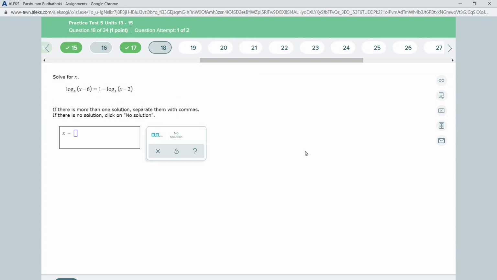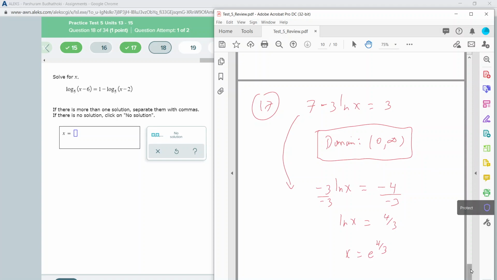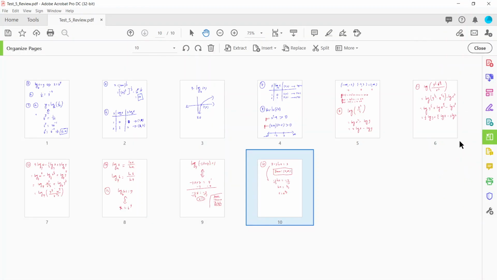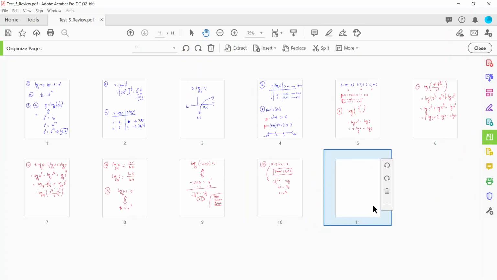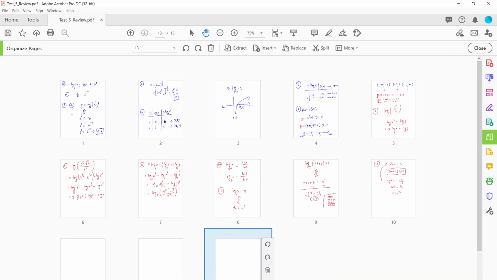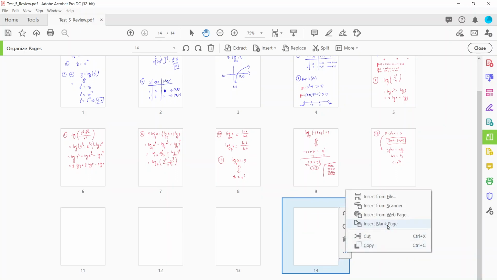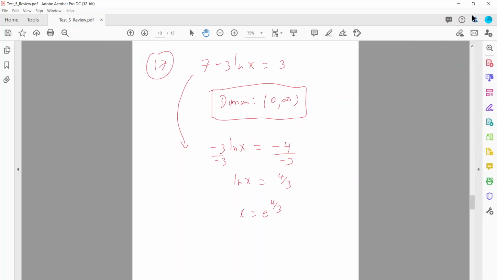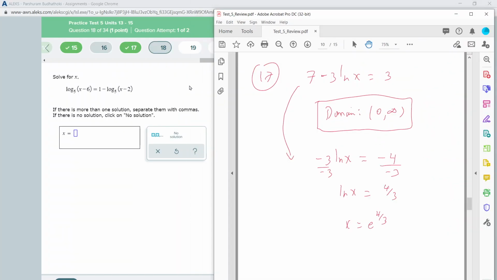Okay, in this problem you have two log functions, as I was explaining in problem 15. So I'm going to do this problem 18. So I need some extra blank page. Okay, so this is problem 18.